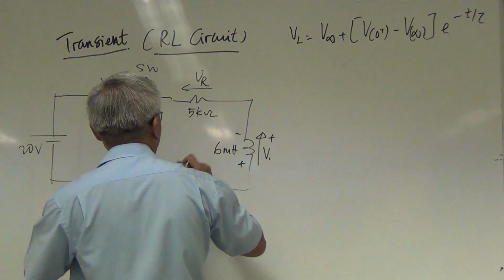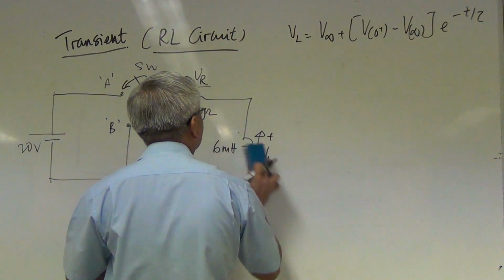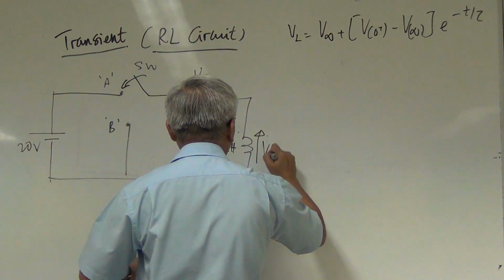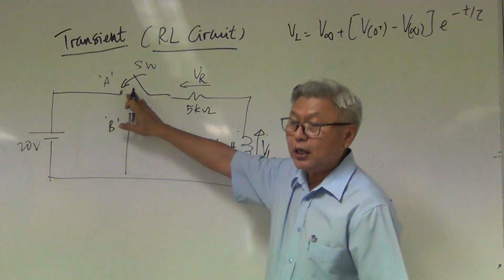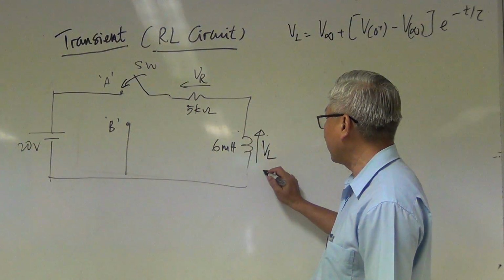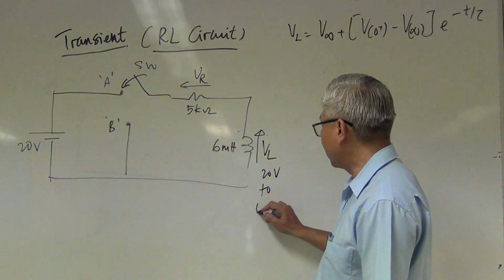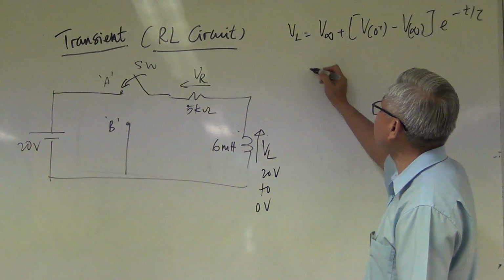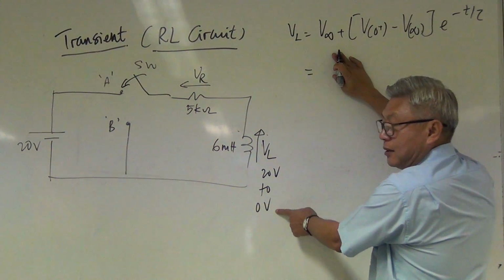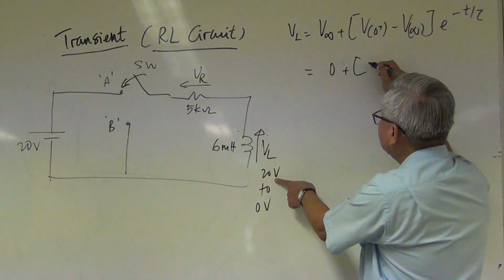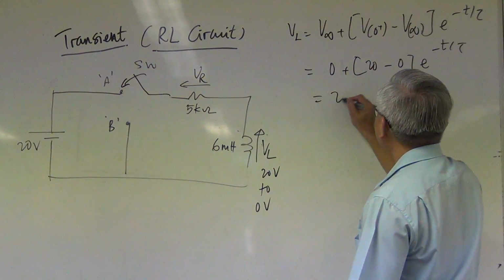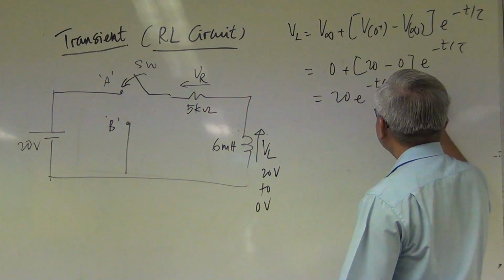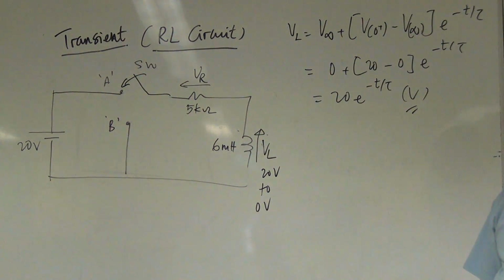Alright, when I throw it to position A, the story goes like this: it was initially 0 volt. When I throw my switch, the inductor wants to resist the current, so it develops 20 volt. So it goes from 20 volts to 0 volt. Finally it is 0, initially 20. So with that, you come up with an expression without a bracket. And that's correct, right? Yes.